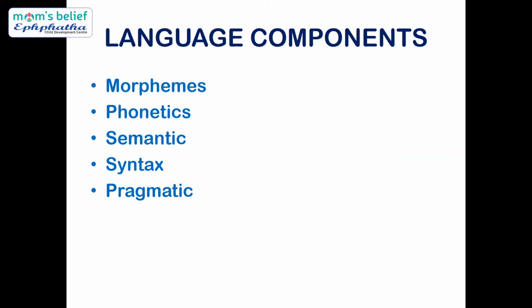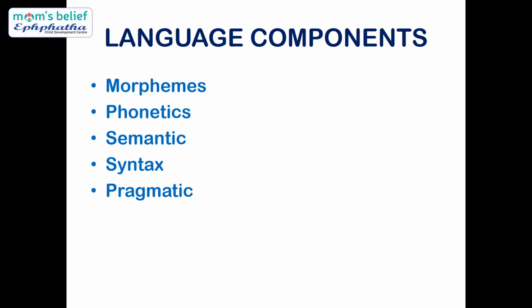Then we have semantics. Semantics is nothing but learning the meaning of words in a language. Whereas syntax is the grammatical form, learning a language in grammatical concepts. Then we have pragmatics. After we have learned the language through morphemes, phonetics, semantics, and syntax, the language is used for conversation or communication, and that social use of the language is pragmatics.